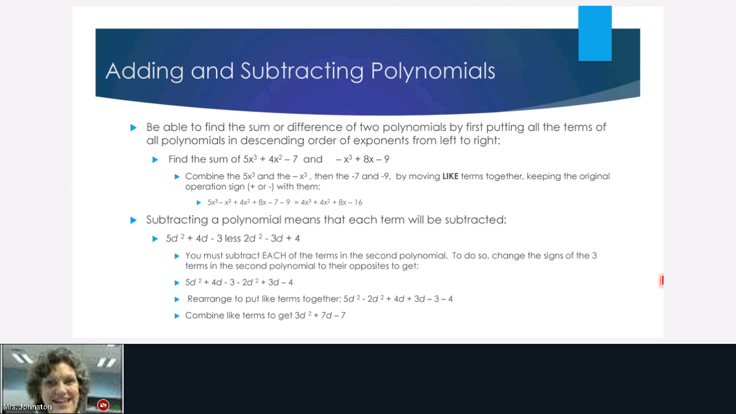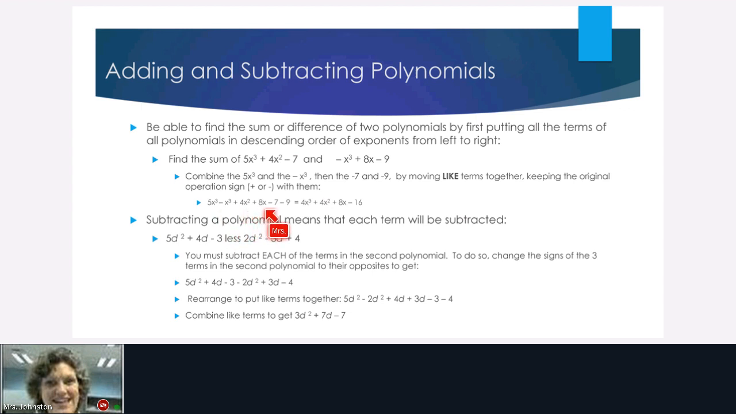You can also add and subtract complete polynomials. So here is a sample question that you might see on your test. 5x cubed plus 4x squared minus 7 plus negative x cubed plus 8x minus 9. Now, when you are adding, there's nothing different than just sticking these two things together and finding the like terms, just like we've been doing. So 5x cubed minus the x cubed from the other polynomial makes 4x cubed.